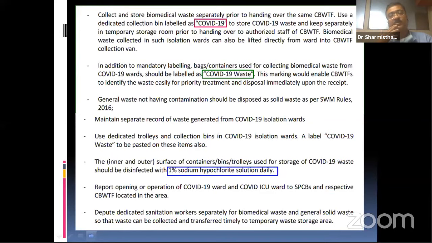Next, anything which is stored in the bin should be designated as COVID-19. It should be clearly written as COVID-19. And the container is to be taken to another container for carriage, and that should also be very clearly designated as COVID-19 waste. And obviously the bin which is used for this collection should be cleaned with 1% sodium hypochlorite solution daily, from inside as well as outside of the bin. So that becomes a total foolproof waste management protocol.